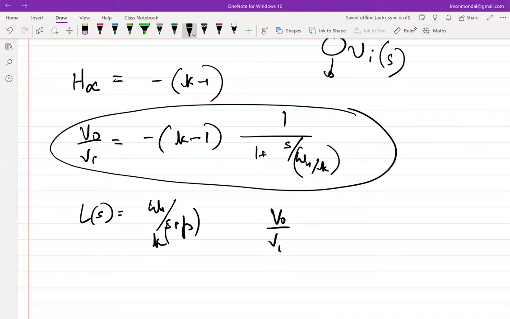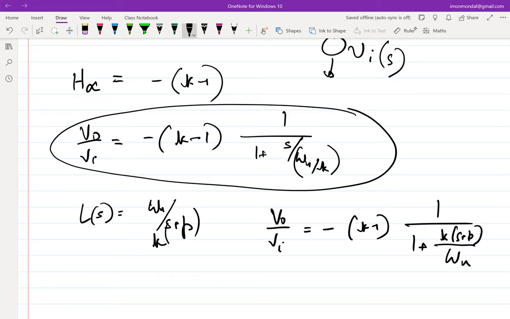So your V naught over Vi will be minus of k minus 1 by 1 plus k S plus P. Naturally, if you set K to S to 0, you see that it's not K minus 1 anymore. You have some steady state error. So this type of massaging expressions helps in certain contexts, especially for circuit designers, it helps expressing the loop gains in this format. So this is again an advice to use it. If you don't choose to use it, nothing will be wrong, just that you will have more algebra, but as long as you are correct, it should be fine.